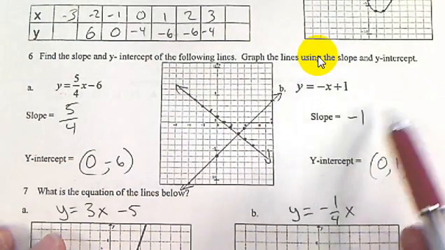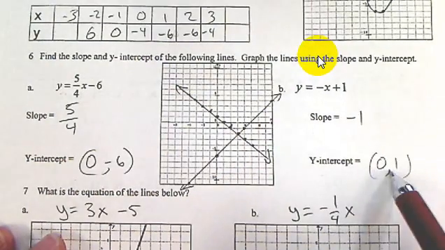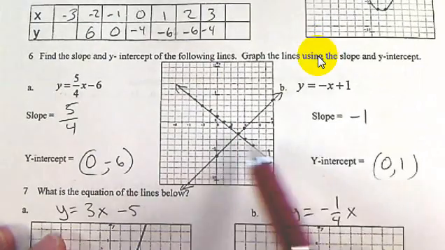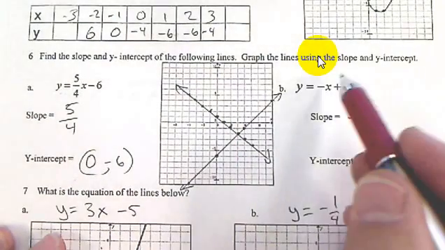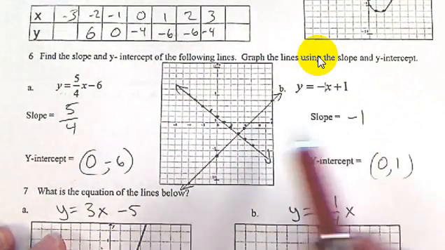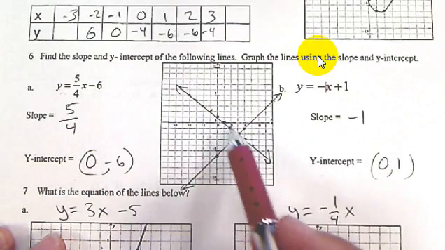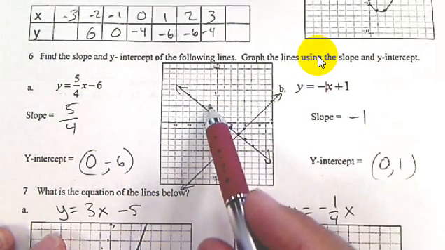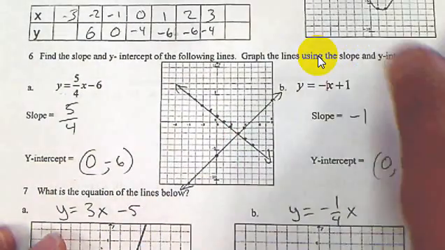So then on this one, the y-intercept's at 0, 1, dot. Slope is -1. Remember, there's just a 1 in front of there. So it's down 1 over 1, down 1 over 1. Or you can go up 1, back 1. So that's positive, negative, positive, negative.